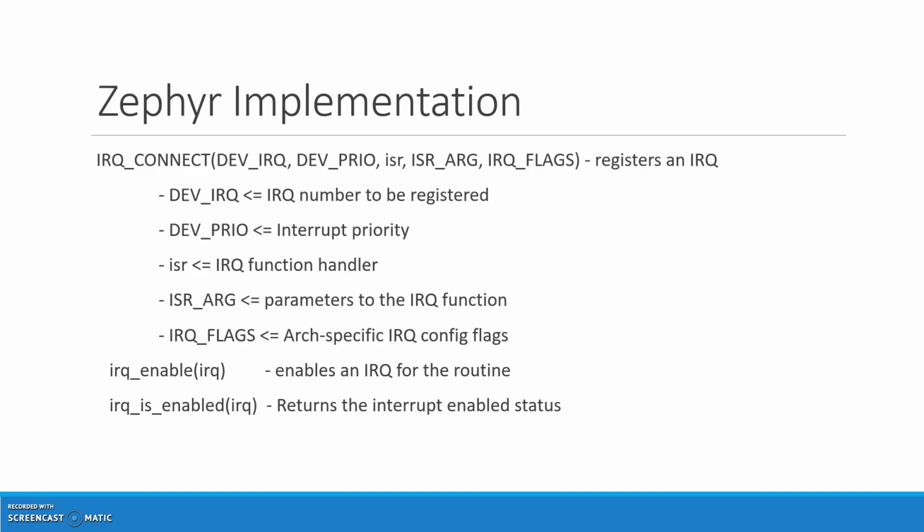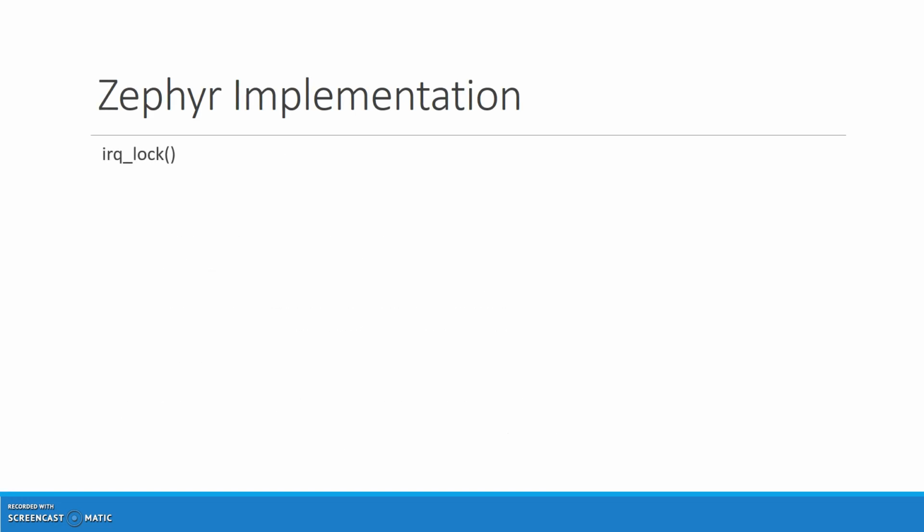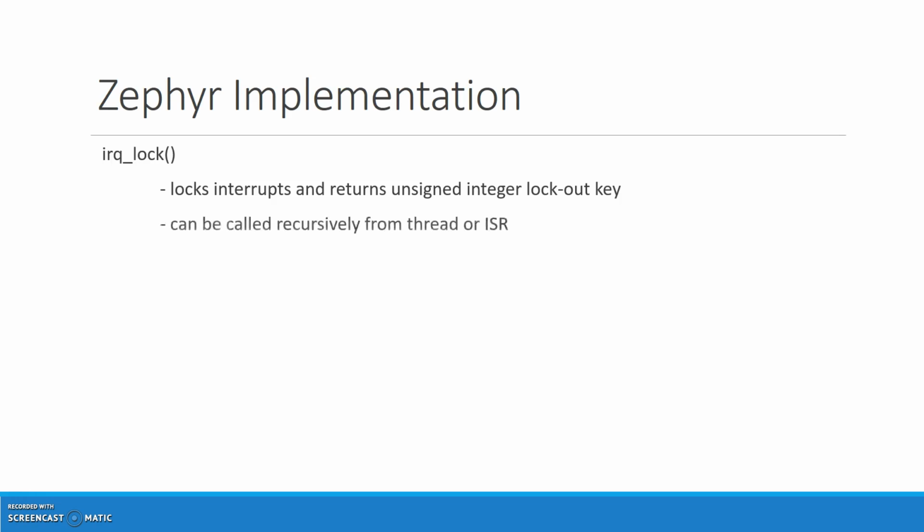And if our actions are done and we want to disable an interrupt, that can be done by IRQ disable. Apart from this, we also have a couple more APIs for IRQ, which is the IRQ lock. It is going to lock the current thread or the current IRQ. Wherever this lock is applied, it is not going to allow any interrupt to preempt the current process. So that's what IRQ lock is.